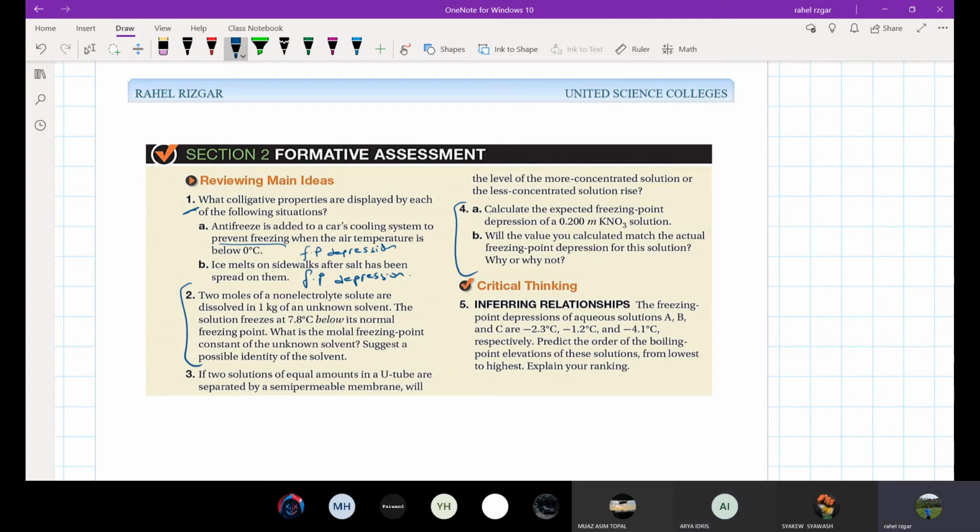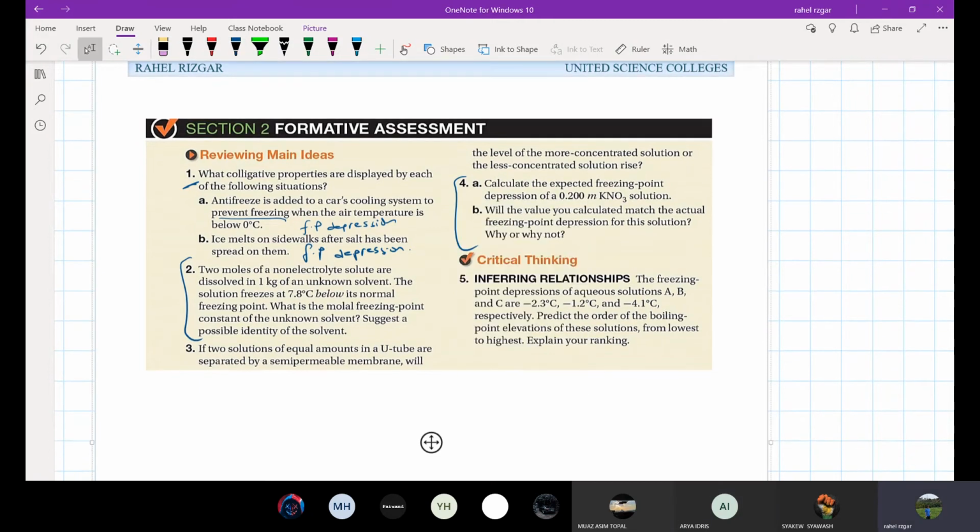Question 3. If two solutions of equal amounts in a U-tube are separated by a semi-permeable membrane, so what is this system that it's talking about? Osmosis. Well, will the level of the more concentrated solution or the less concentrated solution rise?